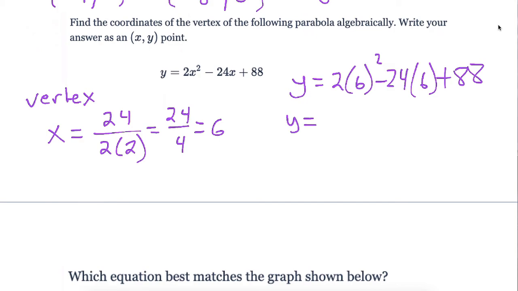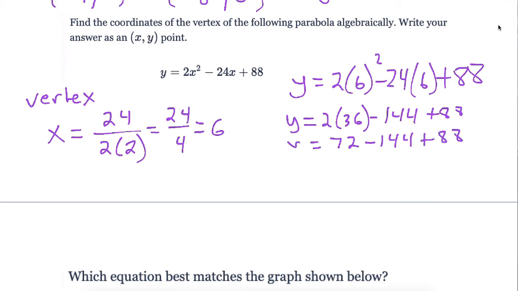What I'm going to get on that is y is equal to 2 times 36 minus 24 times 6. I'm just going to use a calculator on my phone. 24 times 6 is, so this is negative 144 plus 88. And then 2 times 36 is 72. So we got 72 minus 144 plus 88, and we're getting y down here. If we get this, we'll get 72 minus 144 plus 88, and that should equal 16. So our vertex is at 6, 16.